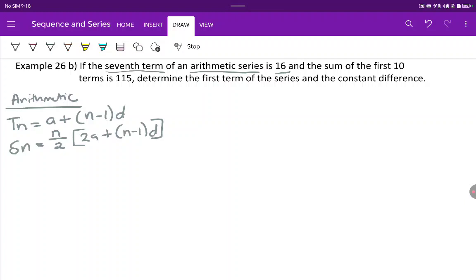Next thing they're telling me is term 7 equals 16, so I can put that down. Term 7 equals 16. Then they're telling me the sum of the first 10 terms equals 115. So S10, the sum of the 10 terms, equals 115.